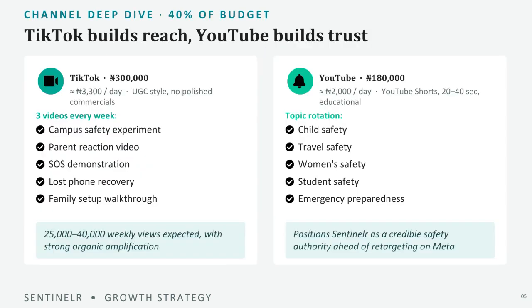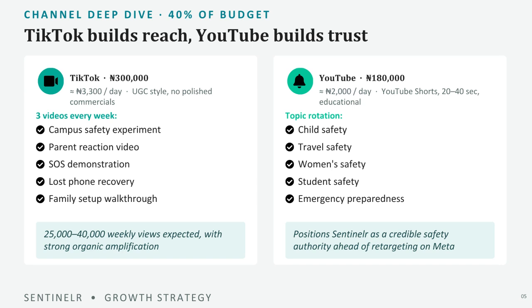For TikTok, where we'll be spending 25% of the budget, we want to build reach while YouTube builds trust, because TikTok has virality. So TikTok will be spending 300k, about 3,300 per day. 3 videos every week, revolving around campus safety experiments, parent reaction videos, SOS demonstrations, lost phone recovery, and family setup walkthroughs. We are looking at 25,000 to 40,000 weekly views expected with strong organic amplification.